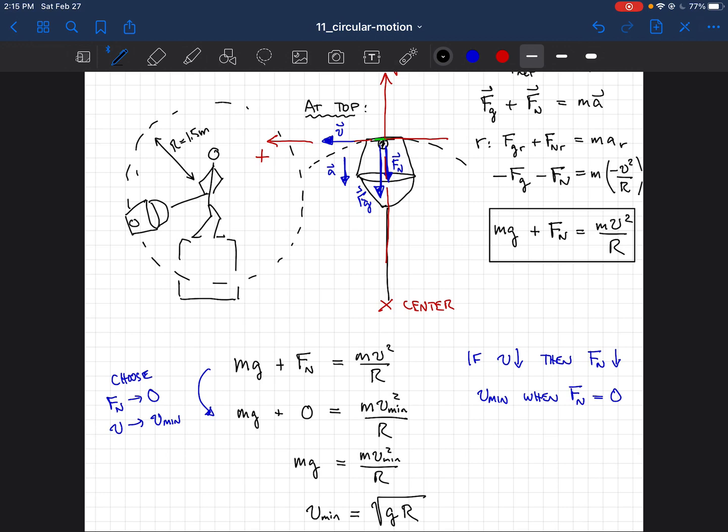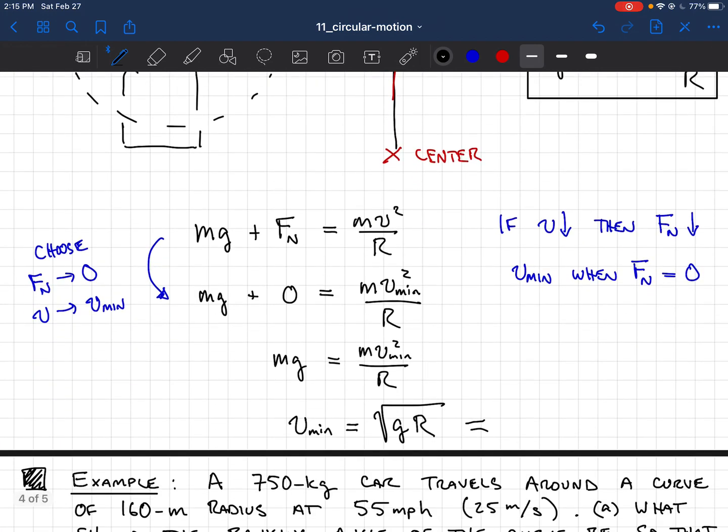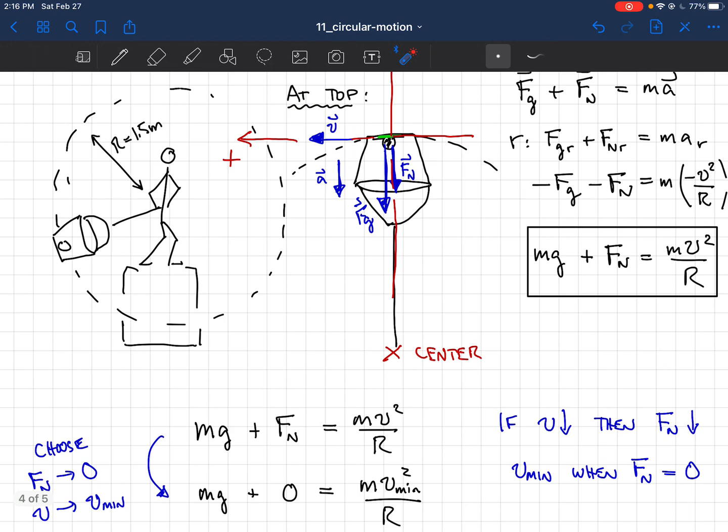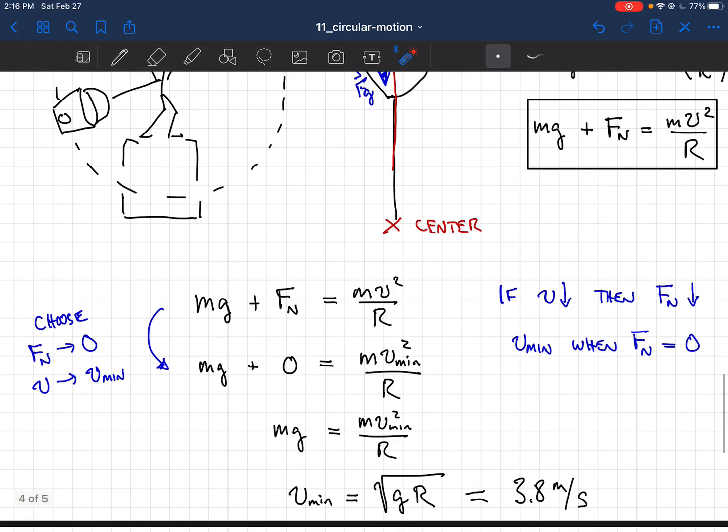So let's just type it into the calculator. So we have square root of 9.8. Oh, we don't have a radius. Oh, I plugged in a radius up there. It's 1.5 meters. So 9.8 times 1.5, the square root of that is 3.8. So the minimum velocity is 3.8 meters per second, the minimum speed. If you go any slower than that, then that means Fn went to 0 and the ball falls out. And if you go faster, well, a larger v means that Fn is larger, and so the ball will be very well stuck to the top of the bucket there with some large Fn.